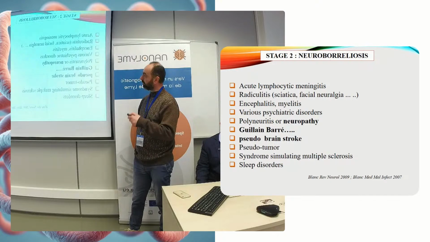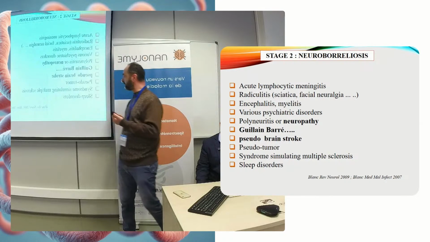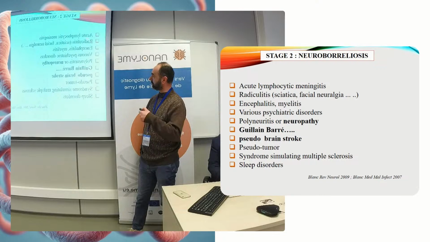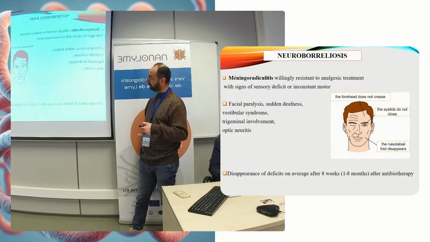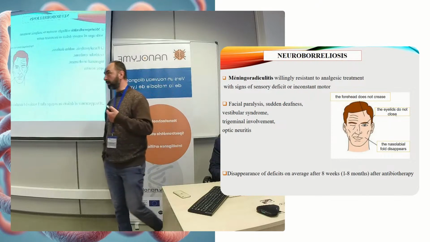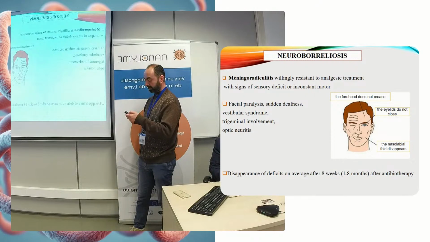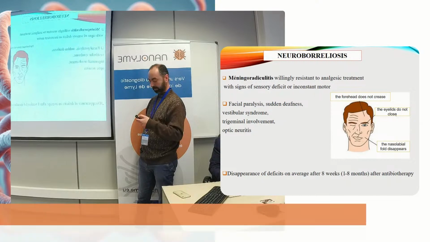So we can have neurological lesions and symptoms with Lyme disease. As you can see, there are a lot of localizations and presentations. There is facial paralysis, which is very common, above all in children. And you can also get deafness and other symptoms.